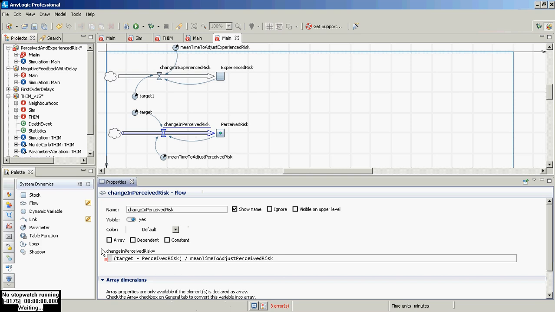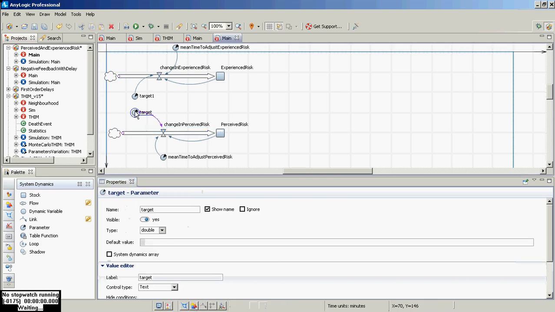Oh, I should really have done this. These shouldn't have been parameters. They should have been dynamic variables. I should have planned that better. Okay. We will actually end up replacing. The easier way to do it is to replace these. Okay. So, ladies and gentlemen, what is going to eventually adjust perceived risk?